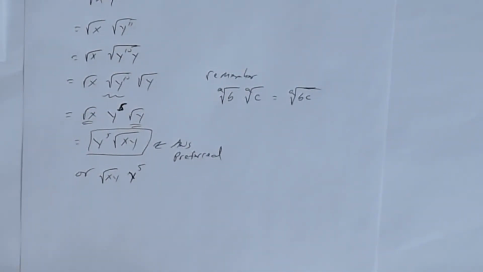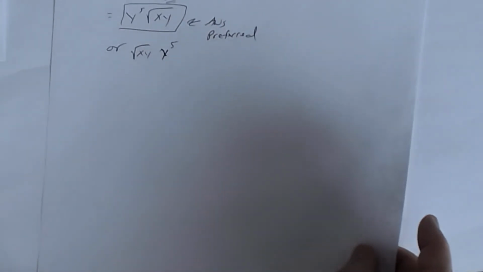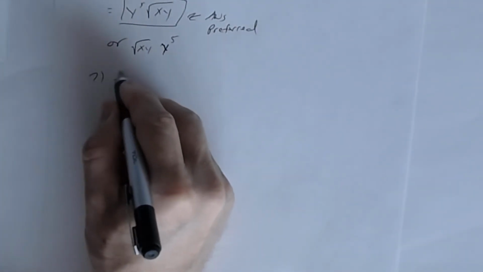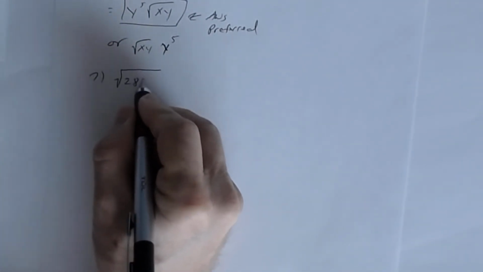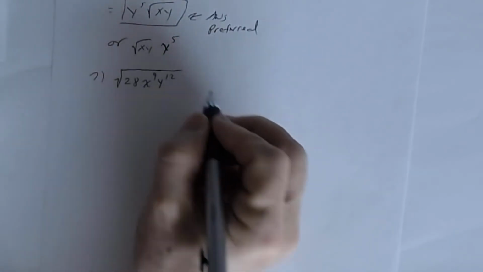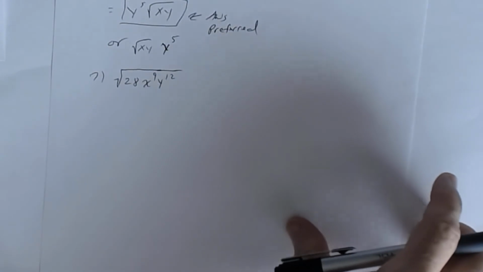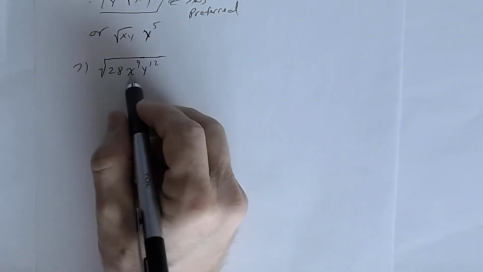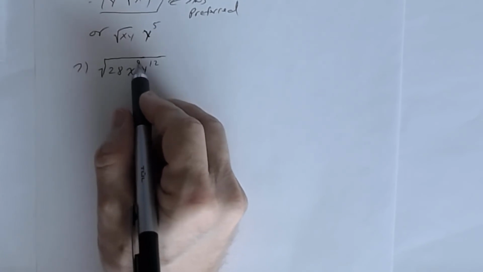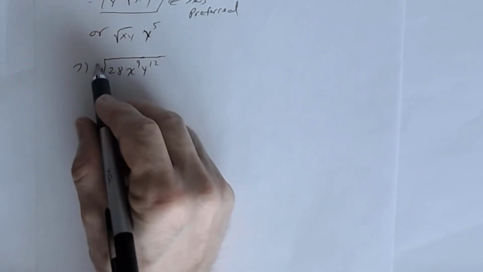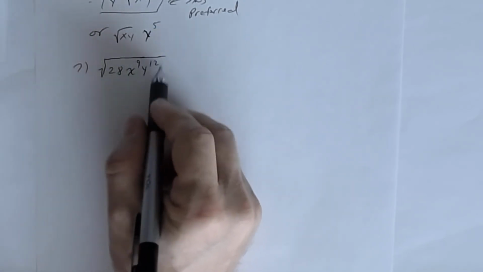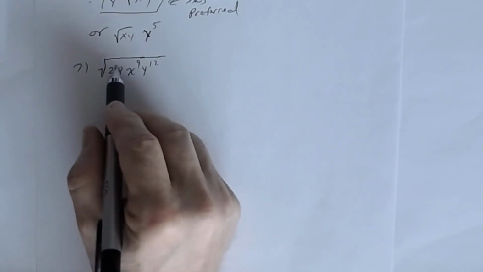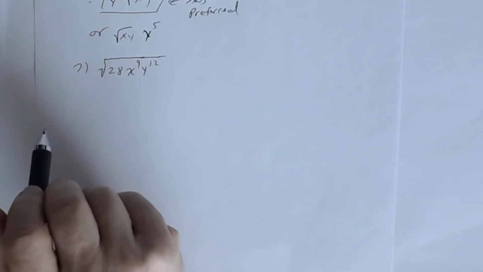Okay, let's look at number 7. You have the square root of 28 x to the 9th, y to the 12th. Notice the 9 here is going to be the issue because 9 is not divisible by 2. 12 is, so that's going to be fine. And notice 28 is not a perfect square either.